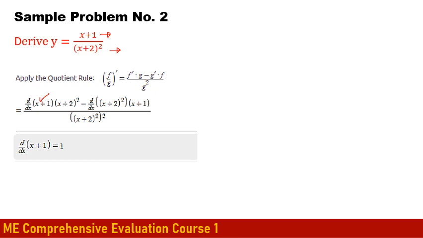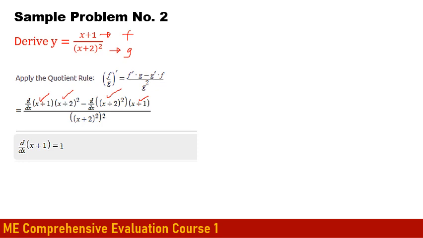So the g here is the denominator. So we put that back here, that's why we have (x plus 2) squared. Then minus g prime, or the first derivative of the denominator, d over dx of (x plus 2) squared, multiplied by f, which is x plus 1. So we simply follow this quotient rule over g squared, which is ((x plus 2) squared) to the power of 2, because it is squared in the formula.